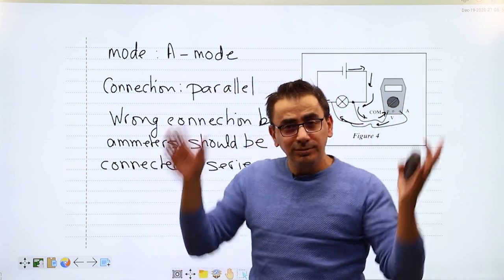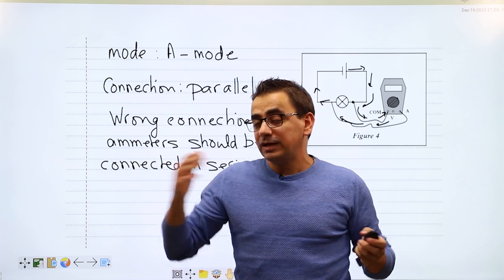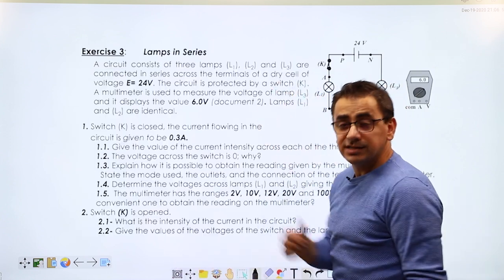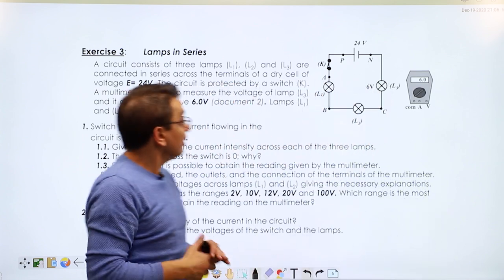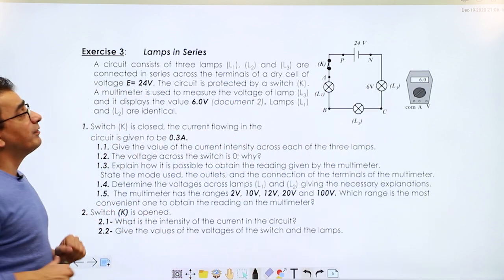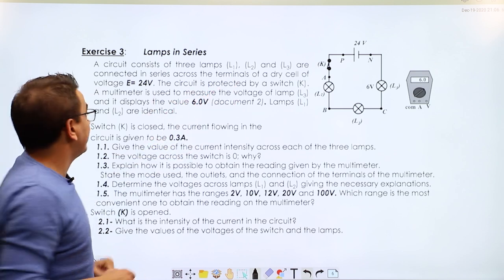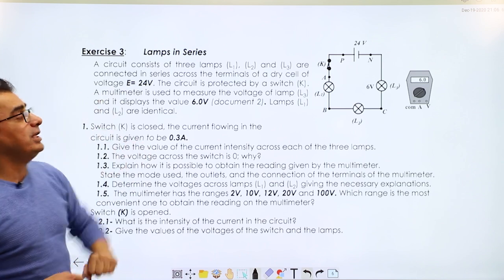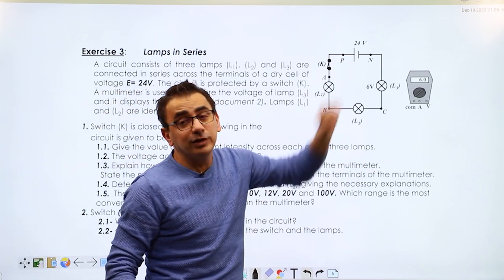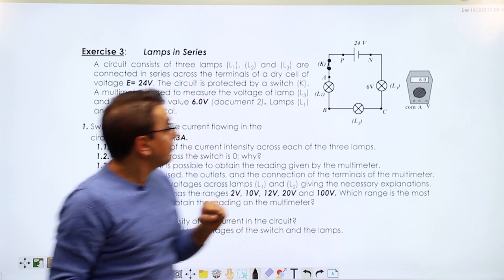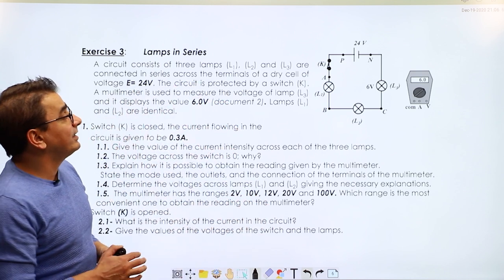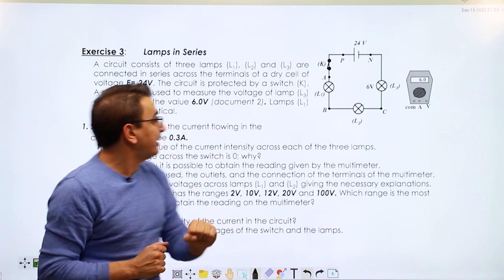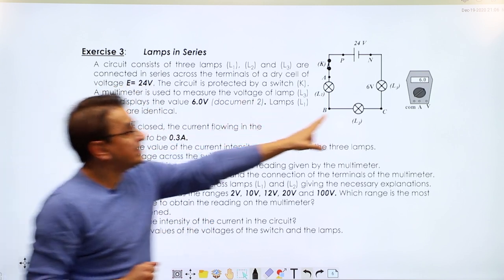Now we go to a problem including many steps that we can solve together. Exercise 3. Let's take a look at the exercise, then we solve it. A circuit consists of 3 lamps, L1, L2, and L3, which are connected in series across the terminals of a dry cell of voltage E equal 24. So the dry cell is delivering 24 volts. The lamps are in series. The circuit is protected by a switch K. A multimeter is used to measure the voltage of lamp L3, and it displays the value 6.0 volt.